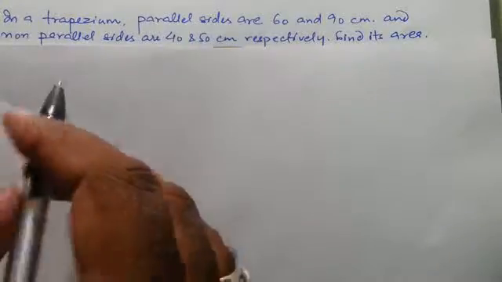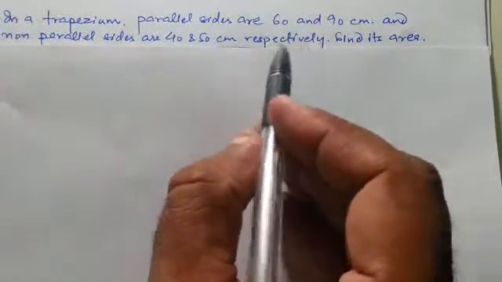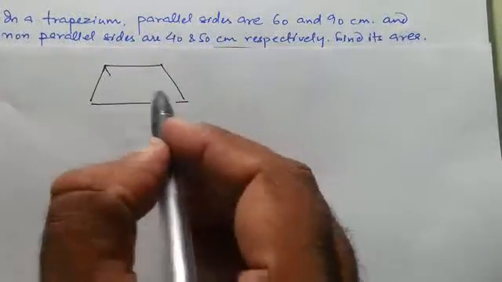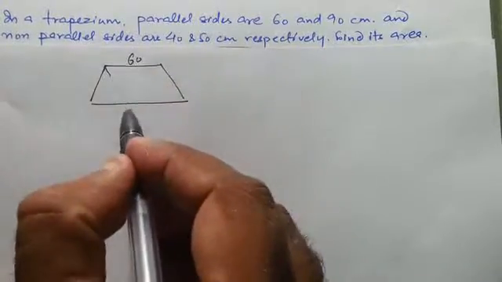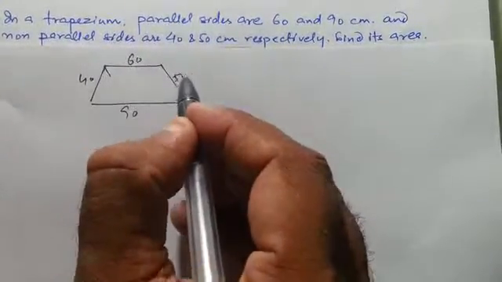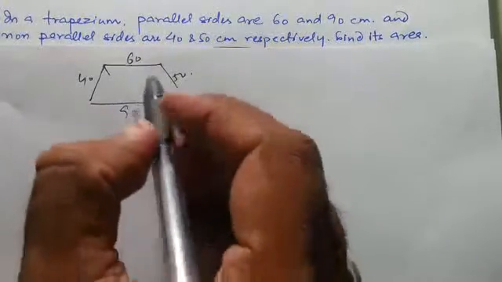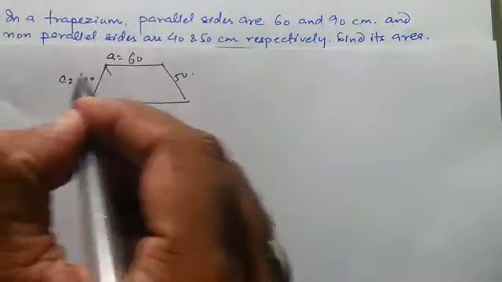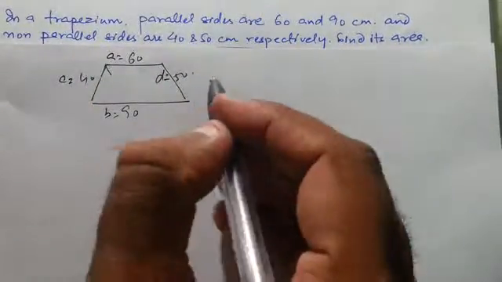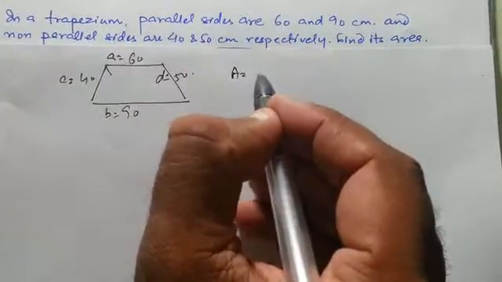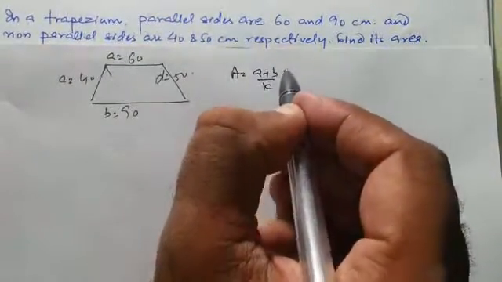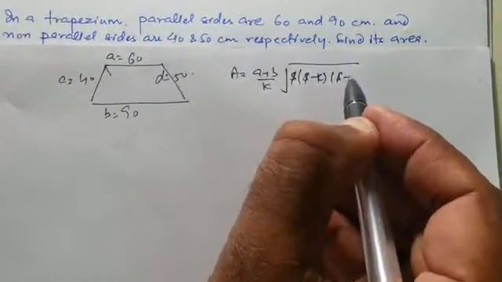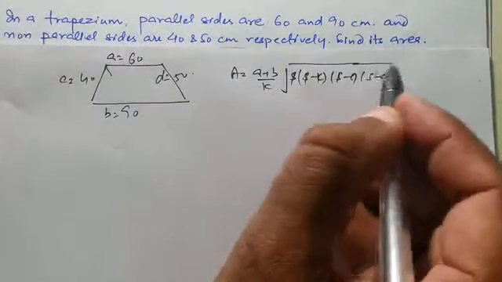Now let us go for another question. In a trapezium, parallel sides are 60 and 90 centimeters and non-parallel sides are 40 and 50 centimeters. So we are talking of this structure. Find its area. We have to find out the area. So let us say this is equal to B, this is equal to A, this is equal to C, and this is equal to D. Fine. So what is the formula? The formula is A is equal to A plus B upon K under root S into S minus K into S minus C into S minus D.